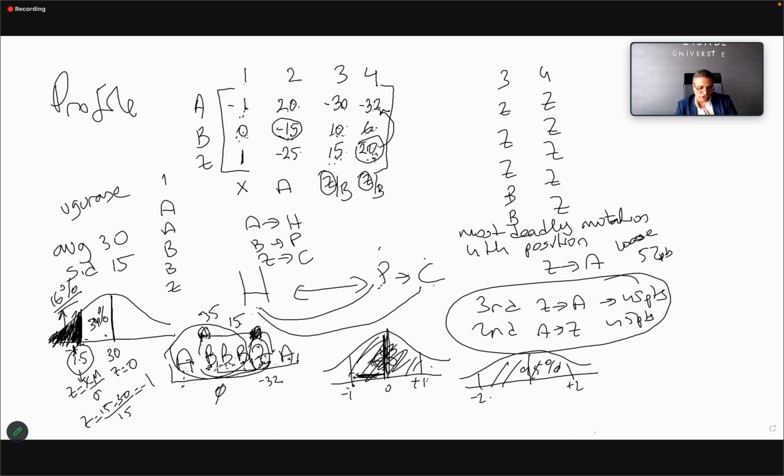Is there any other mutation that I can enhance the score? BBBZ I had, and B at position 2 is -15. So I can change this B to an A.